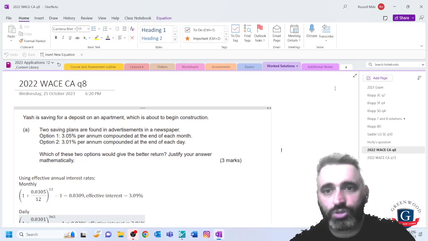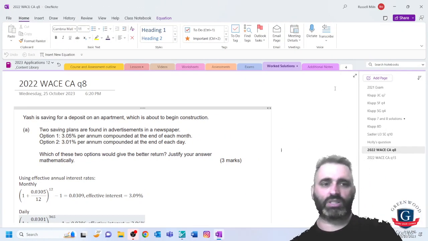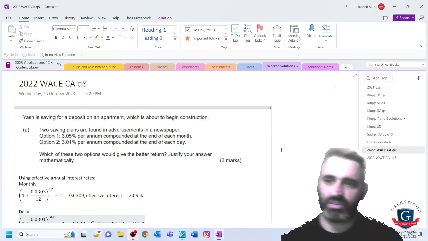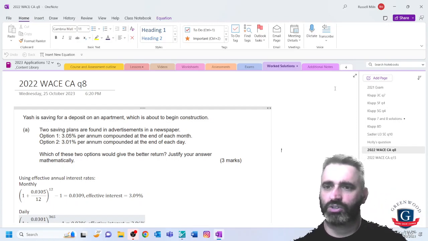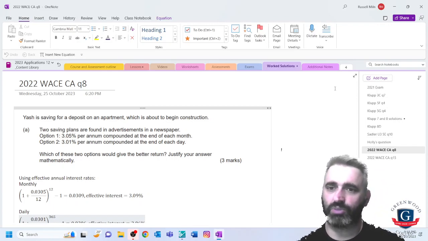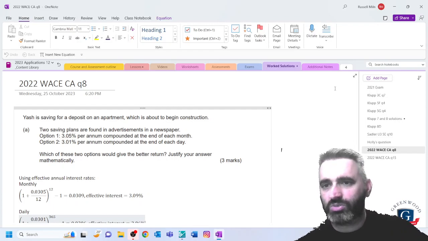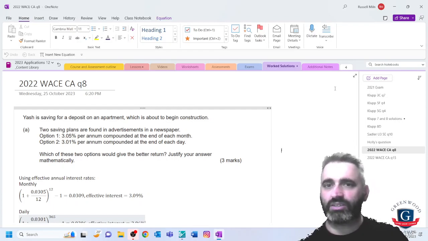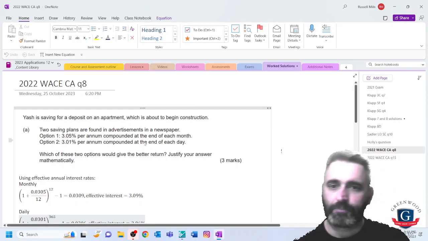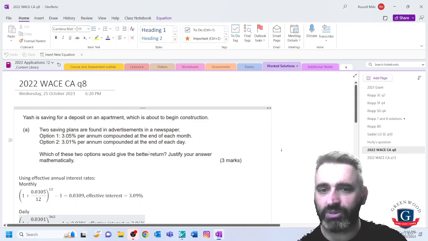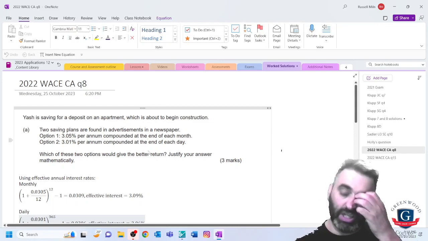Hi everybody, we're going to go through two WACE questions that were asked by Indy. So let's see what's going on. Yash is saving for a deposit on an apartment which is about to begin construction. This is a 2022 WACE question, calculator-assumed section, question 8. There are two savings plans, and he wants to know which one's going to give a better return.